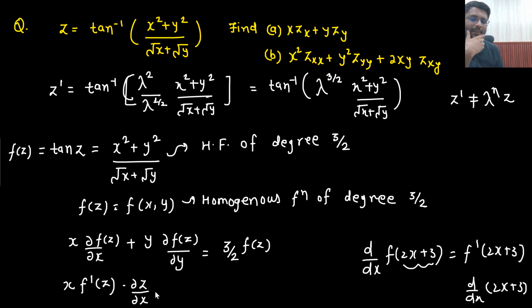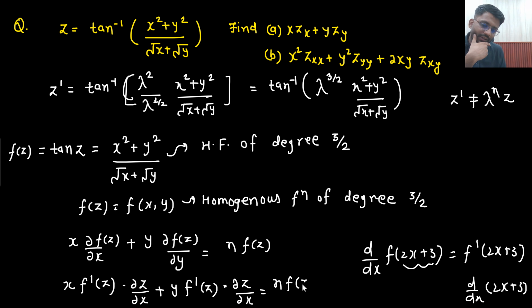Say yes or no. Is that clear? Plus y. First you differentiate this f(z) with respect to y, what you will get? f dash z. And then you differentiate this z, whatever is written inside the bracket. Then you differentiate this z. So del z by del x will be equal to, let's keep it n for now, n f(z).